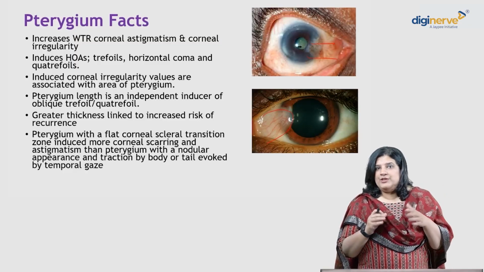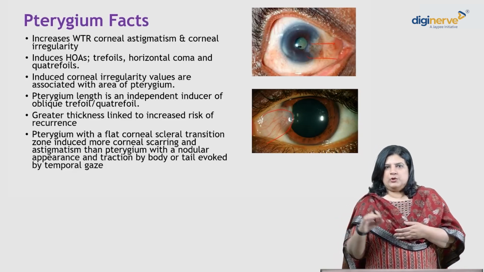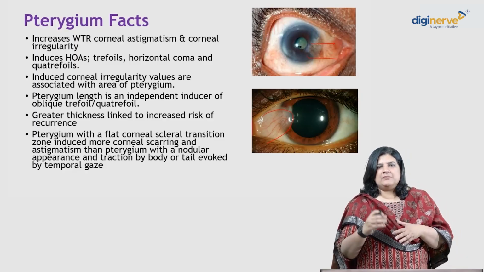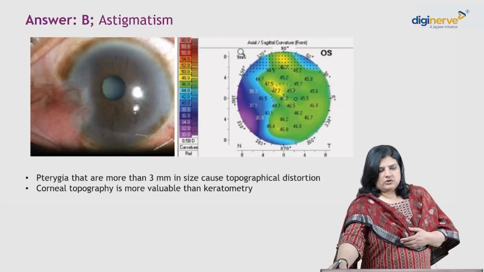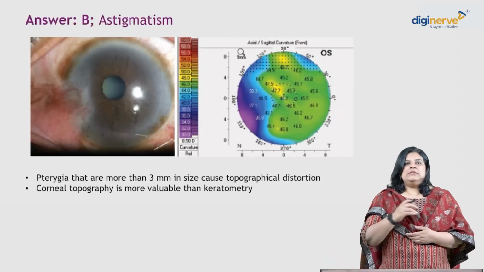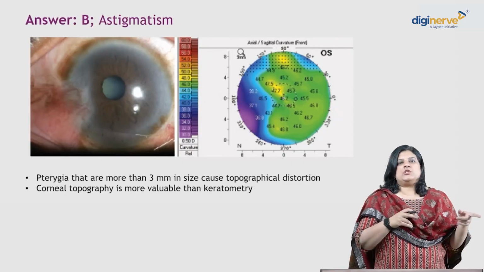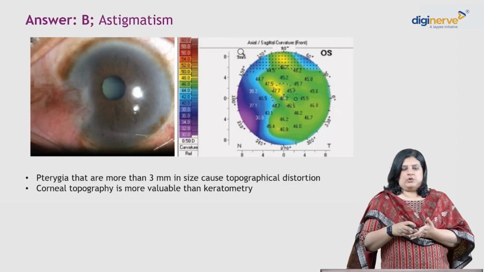So, although on the face value of it, it will appear that a flatter pterygium is a good one, the nodular one in stage 2, or something which is a little bit more fleshy, gives you a better outcome post-surgery. So, the answer for our question was that the visual disturbance in our patient is because of astigmatism, because of the facts that I have just told you.